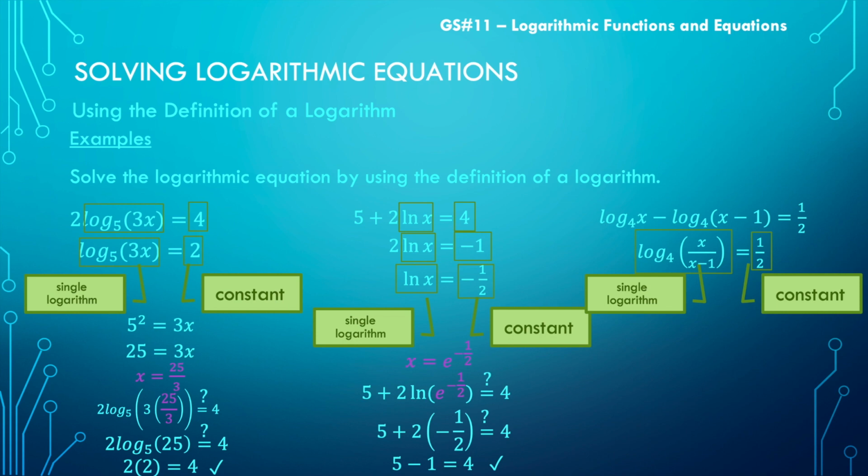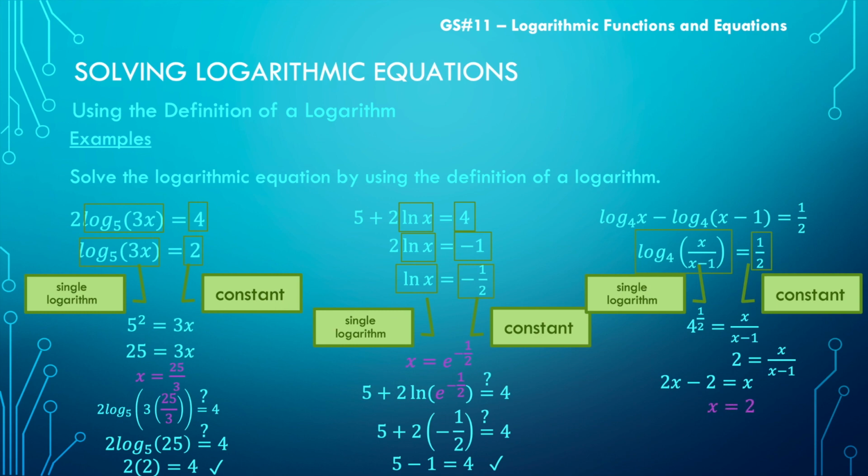And so now I can rewrite it in exponential form. 4 raised to the 1/2 power is equal to x divided by x minus 1. Okay, well, what is that 1/2 power again? Do you remember? The 1/2 power is the same as the square root. So what is the square root of 4? Let's go ahead and replace that. And we would say 2 is equal to x divided by x minus 1. And then if I multiply both sides of the equation by x minus 1, I would have 2x minus 2 is equal to x. Combine our like terms and solve for x, and we would have x is equal to 2.